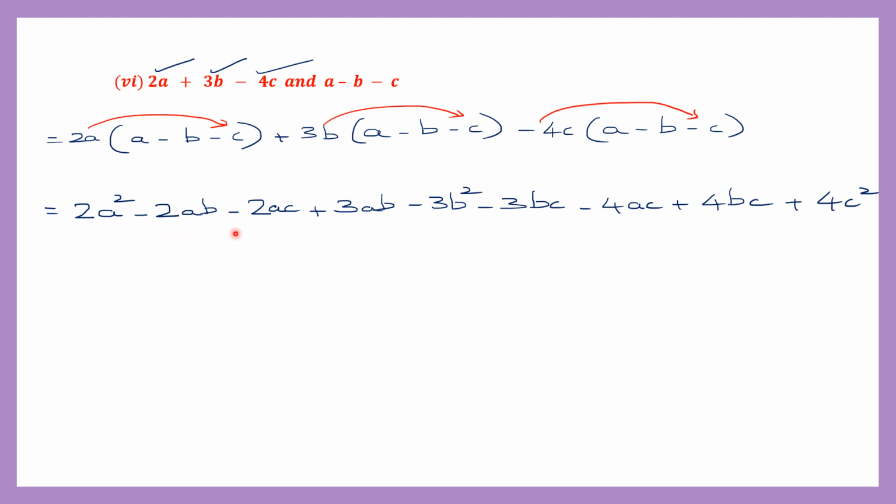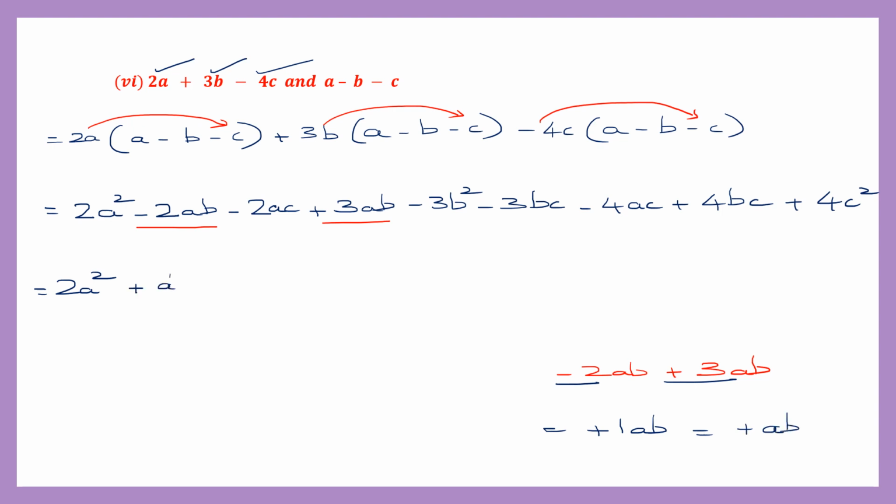Now a square, do we have an a square anywhere else? We don't have, so we can write it as it is. We have 2a square. Then we have ab. Do we have an ab? Yes, here we have an ab. That means minus 2ab and plus 3ab. We need to work out minus 2ab plus 3ab. So this is not multiplication. So look at the numbers with the sign. Signs are different. Put the sign of the bigger number and subtract. 3 minus 2 is 1, plus 1ab or simply plus ab. So let's write that plus ab.